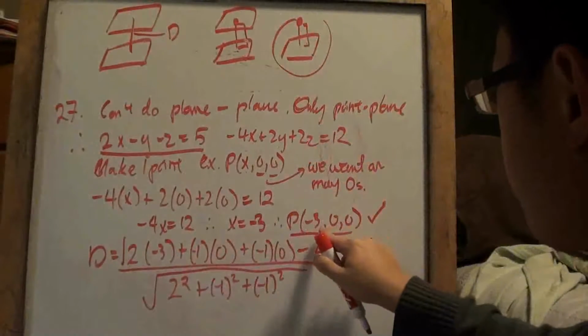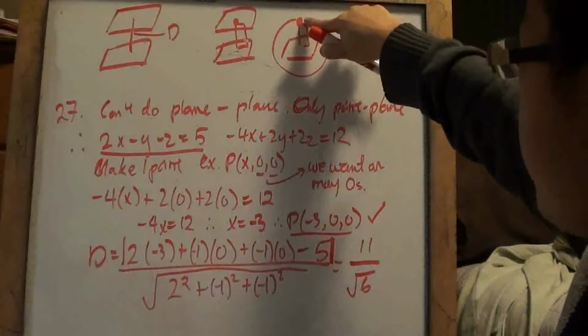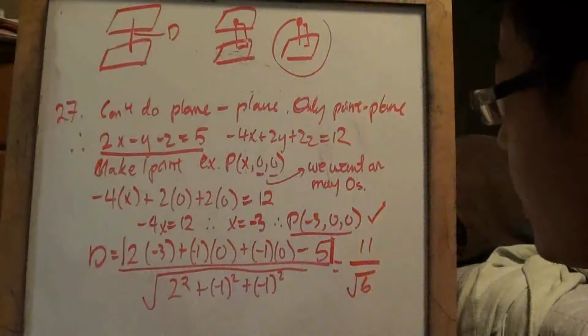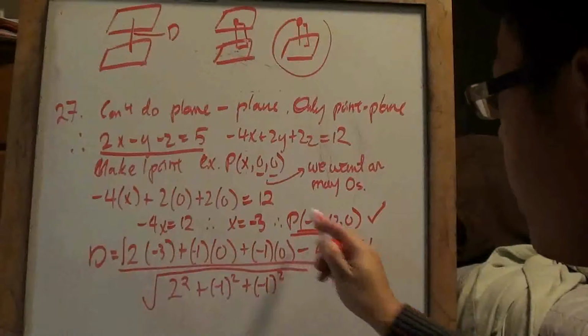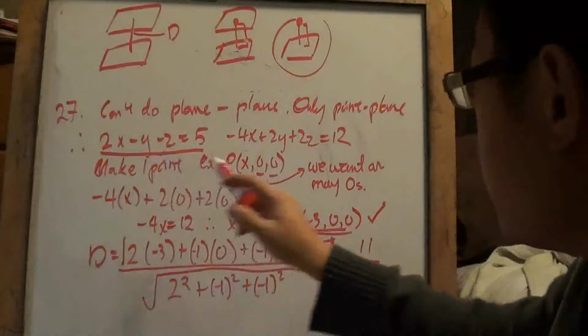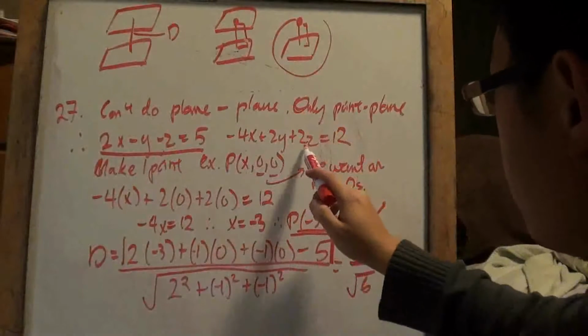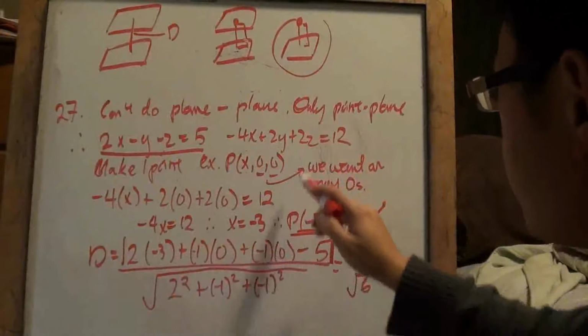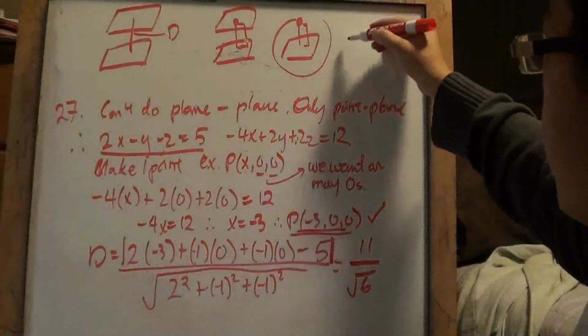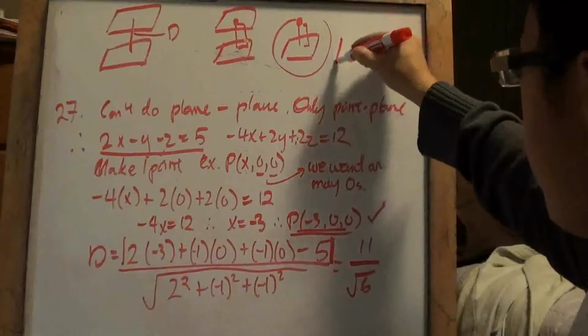So now that I found this point in the plane, I'm just going to find the distance in between. So I'm going to use this point and this equation, right? You cannot use the same plane though. If you use this plane to get the point, you cannot use this plane, because that's like saying distance between this point and the plane.